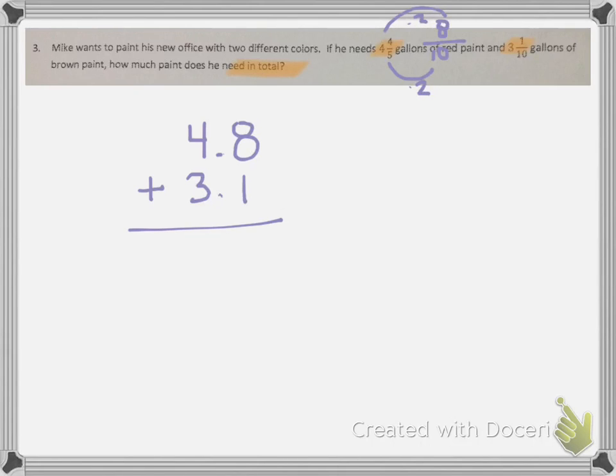Okay, notice how I have my place values and my decimals lined up. And now I can just add. 8 plus 1 is 9. 4 plus 3 is 7. The decimal goes straight down into my answer. The answer is 7 9/10 gallons of paint.